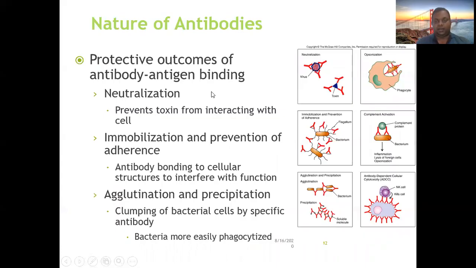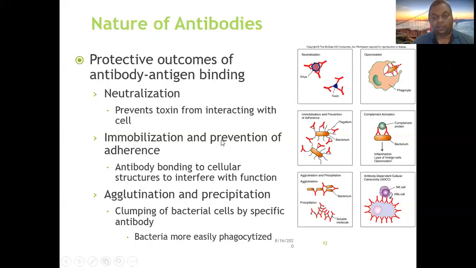So antibody-antigen binding is very important in the immune response. One way is neutralization, because antigens may be viruses or bacteria or their cell wall constituents or organelle constituents that can evoke an immune response leading to sepsis. Once antibodies against them are present, they can catch them and prevent further cellular activation. So it's termed neutralization, plus immobilization and prevention of adherence. These Y-shaped antibodies neutralize, and also lead to agglutination and precipitation, the clumping of bacterial cells by specific antibody. Bacteria are then more easily phagocytosed, which leads to opsonization. Once an organism is bound, it's easier to phagocytose.